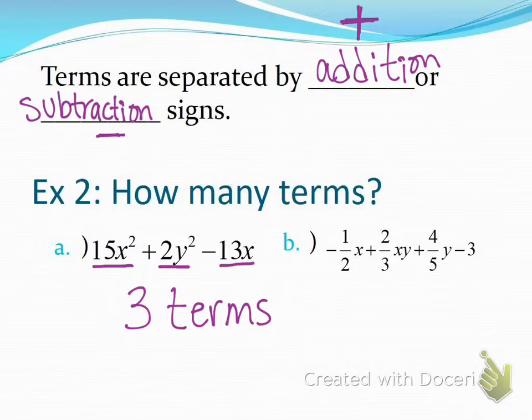So how many terms do we think we have on letter B? Deshaun? 4. Good. We've got the negative 1/2 x, the 2/3 xy, 4/5 y, and a 3 on the end. 4 terms.